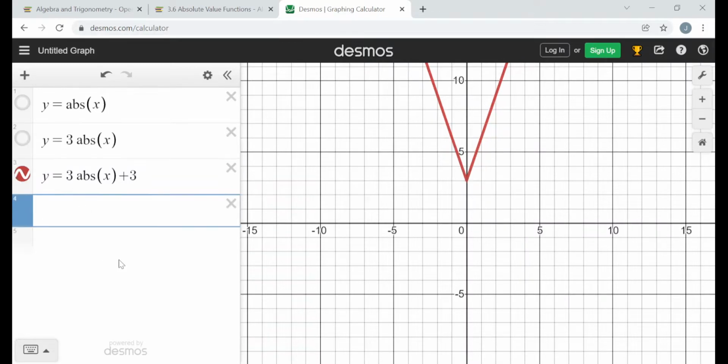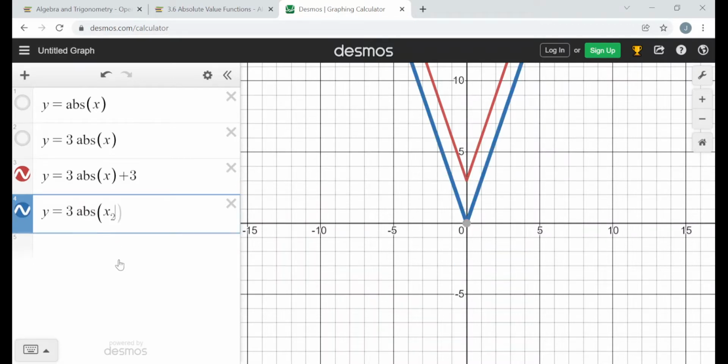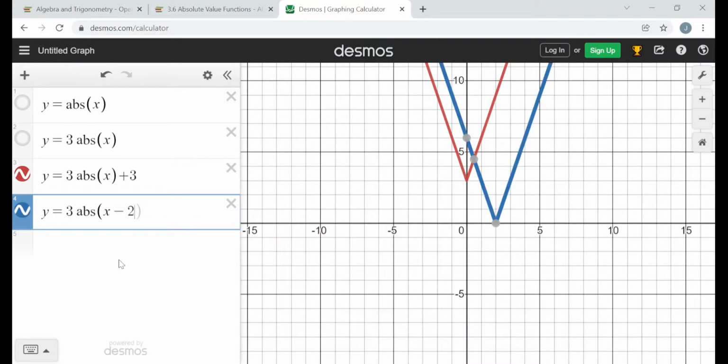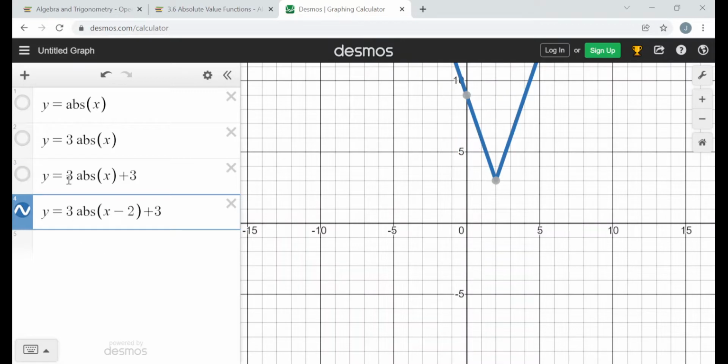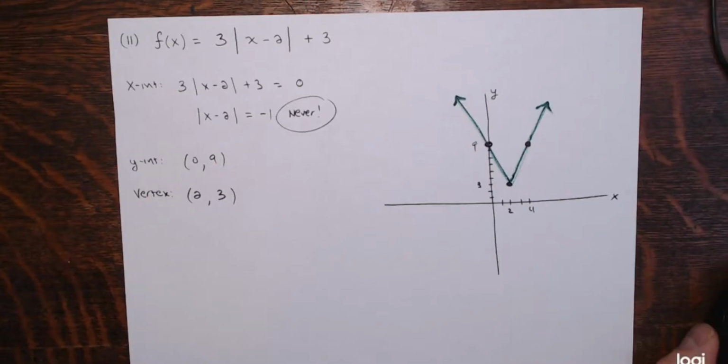And now we're taking this and replacing x with x minus 2, shifting it to the right 2 units. All right, and it shifts that graph right 2 units, and here we go. And look, see the vertex (2, 3), just like I said. The y-intercept (0, 9). And then look on the other side, there's (4, 9). There it was, right? Just like I had on my paper, and it's exactly the same graph I drew. Wonderful. Okay, great.